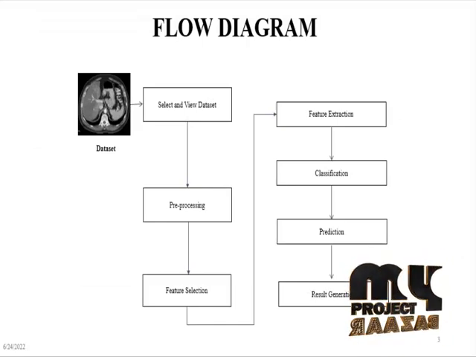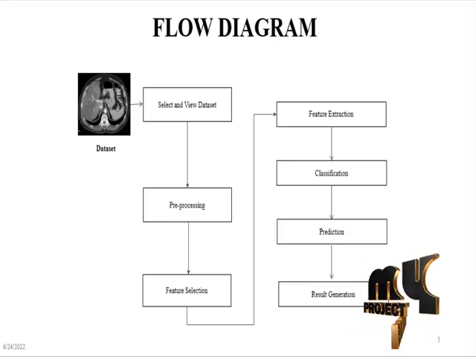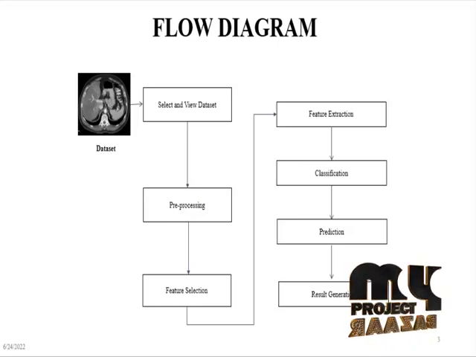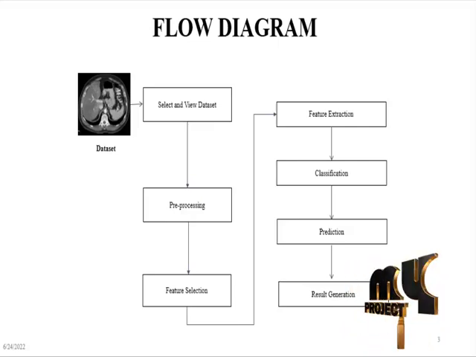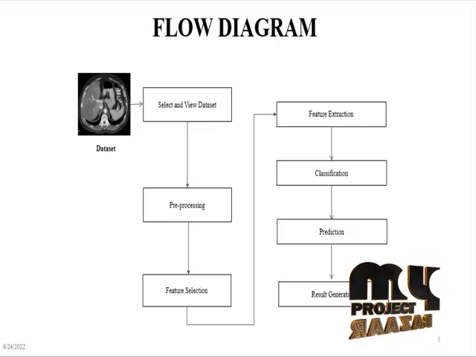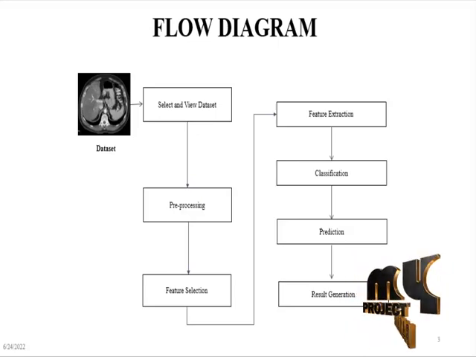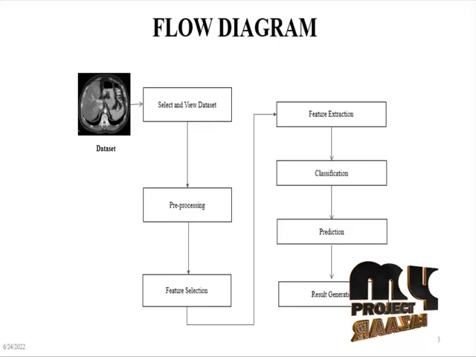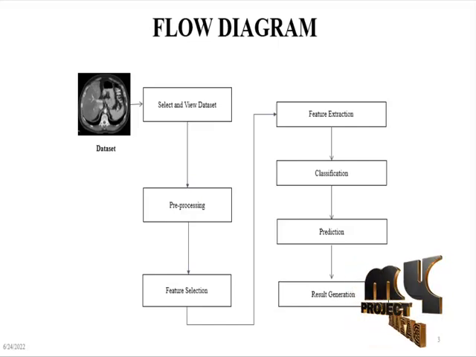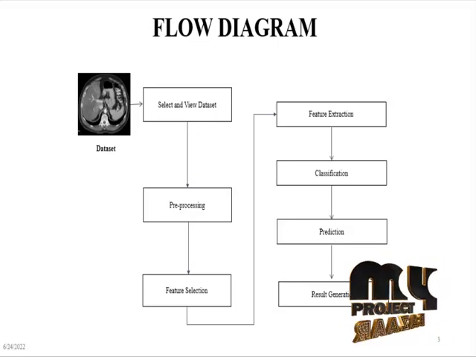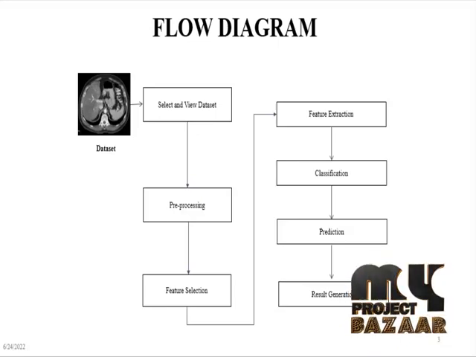CT scan images, and it will be applied to the pre-processing technique. In pre-processing, we are applying the CLAHE filter, which is used to increase the contrast of the input images, and after that it will be passed into the feature selection module. In feature selection, we need to choose the independent and dependent variables. After that, we need to split the independent and dependent variables into training dataset and testing dataset for cross validation purposes. After that, it will be applied to the feature extraction method.